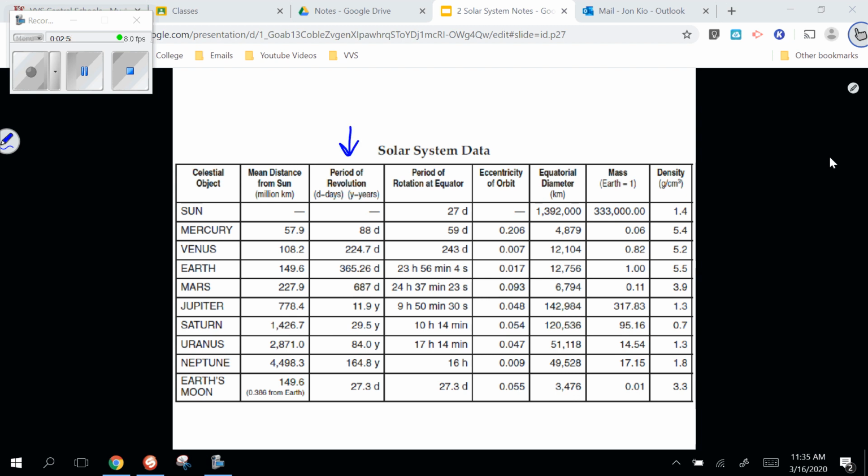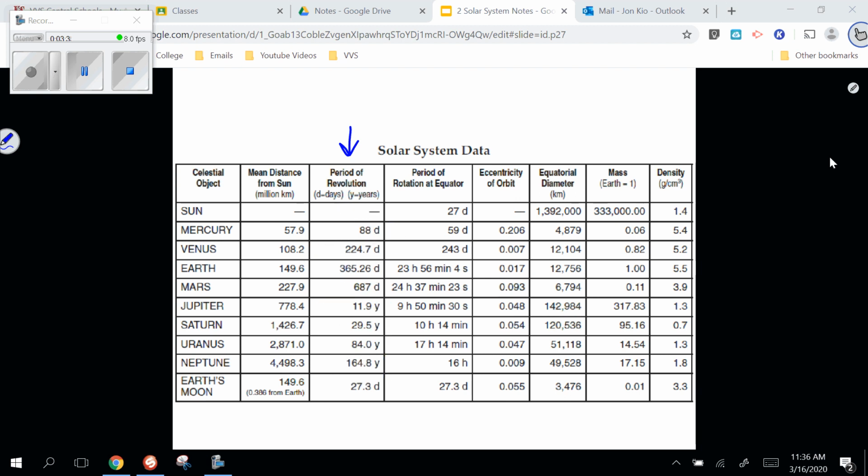Okay? Here's our period of revolution. That's how long it takes to go around the sun. Notice Mercury is about almost the equivalent of 3 Earth months. So Mercury is whipping around pretty fast. Mercury goes around about 4 times in the amount of time it takes Earth to do 1 time around. And then eventually when we get to the outer sphere, notice it changes to years. Okay? Neptune takes about 165 years to get around the sun.